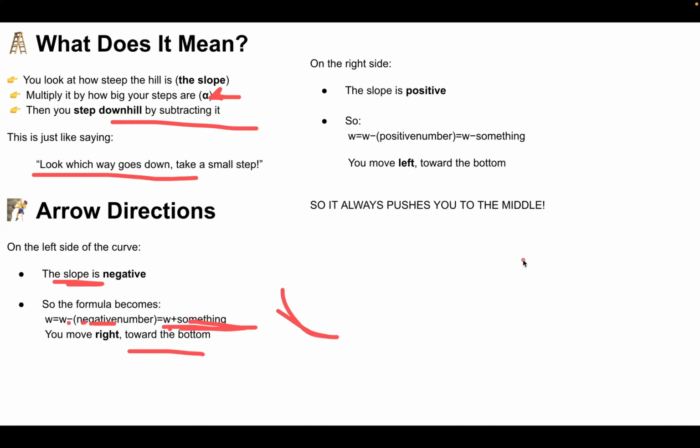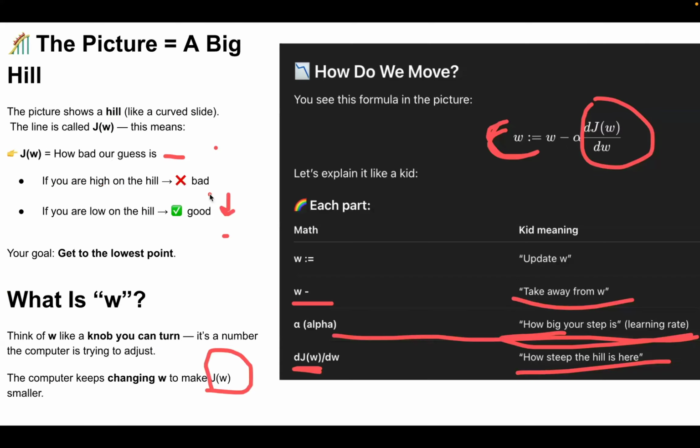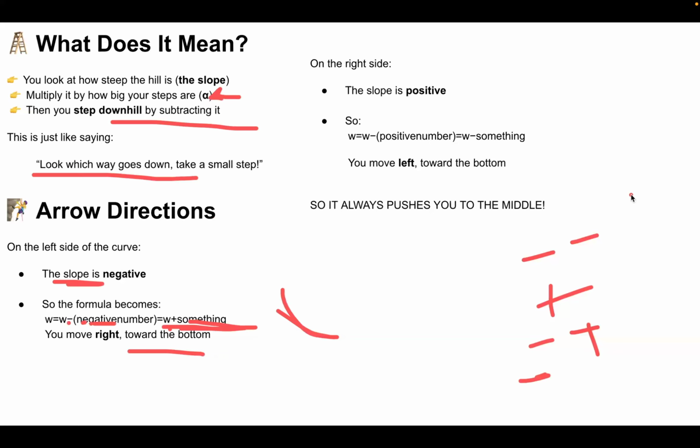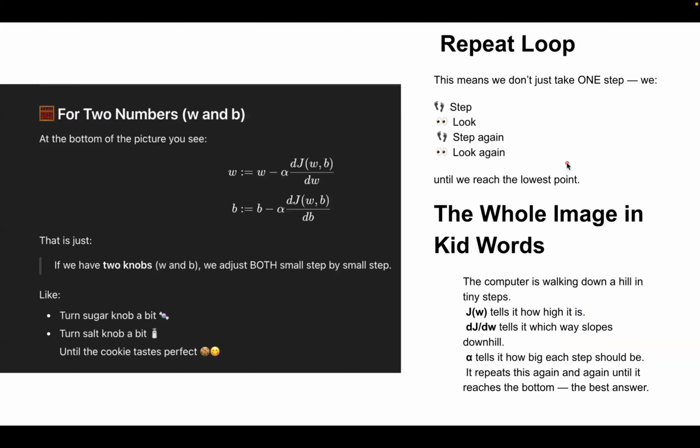All right, so if we did math, we know that negative times negative gives you plus, negative times positive gives you, I think, minus, right? So if the slope is positive, like if this guy right here is giving us a positive value, then we know that we have W minus a positive number, which is going to be negative. Negative times positive is negative, and then we'll move left, right, towards the bottom. Keep on moving, so it's going to keep on pushing you down, down, down, down, down.